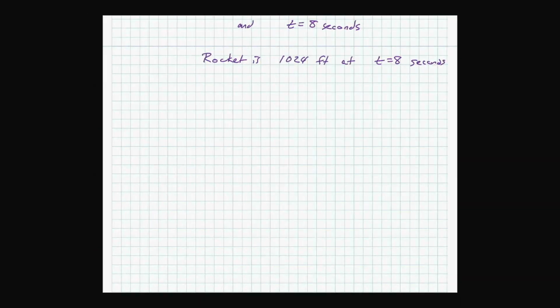So here's another question. Example: s of t equals 2t to the fourth minus 8t cubed minus 6t squared plus 7, where t is greater than or equal to 0, is the position of a hummingbird moving on a straight line.